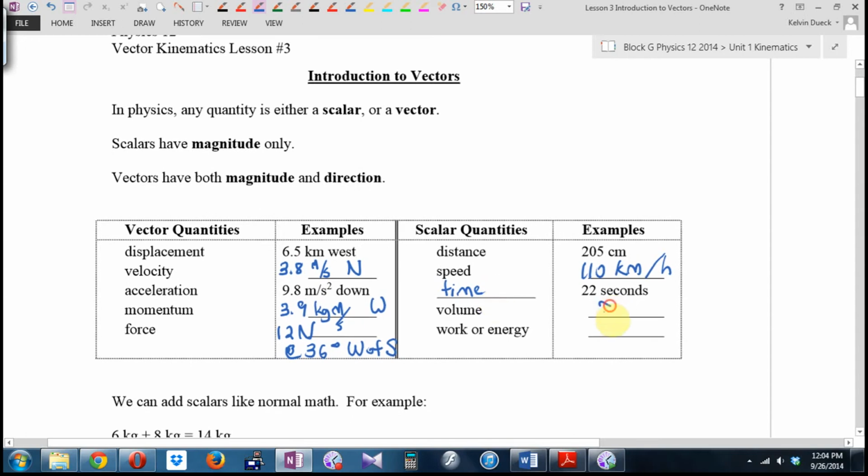Volume, 8 liters. By the way, when I use liters, I always draw a cursive written L, because if I draw a lowercase l, what does that also look like? A 1, and I'm terrified I'll think it's 81.